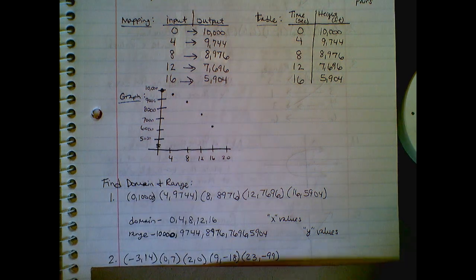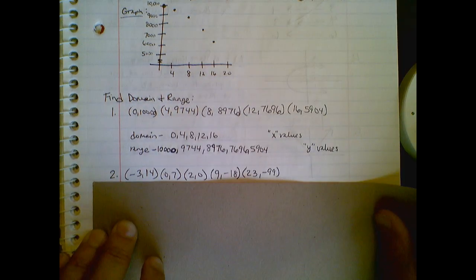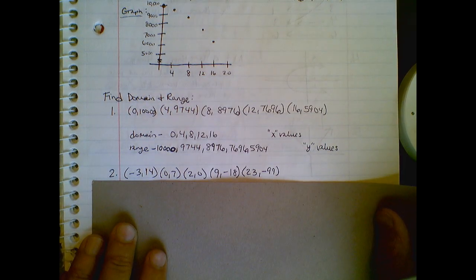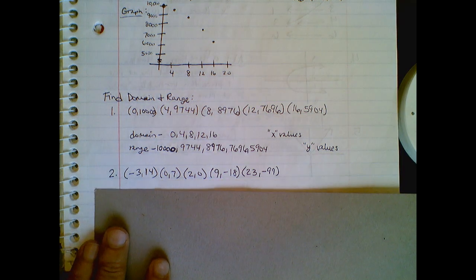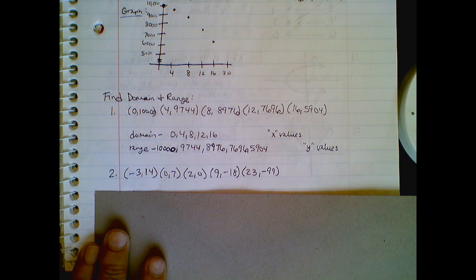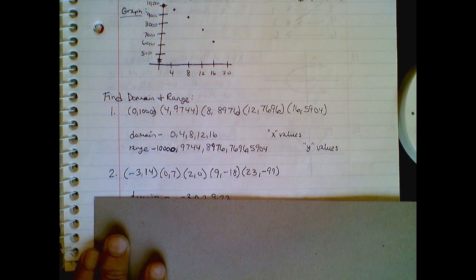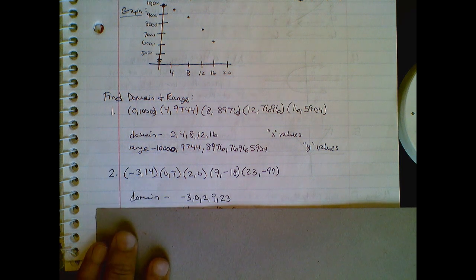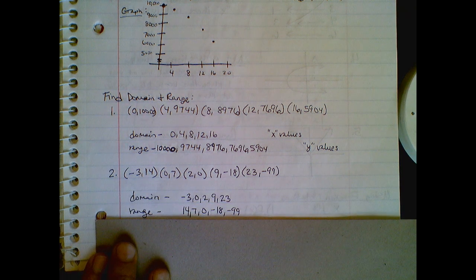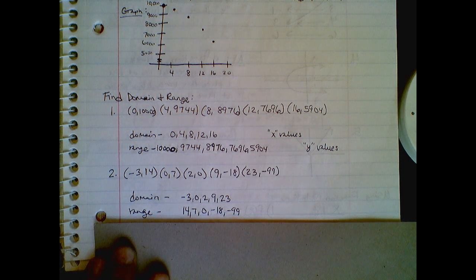Now range is the y values, so we're listing the second number in each of these ordered pairs. Alrighty, this next example that I have for us, again, I'm giving it to you as ordered pairs, and then I want to know what is the domain and the range. So the domain, our x values, would be the first number, so -3, 0, 2, 9, and 23. You can put it from least to greatest, that's what the textbook is going to have, but I don't care either way. Just make sure you list all the numbers. And then the range is your y value, so the second number, so 14, 7, 0, -18, and -99.